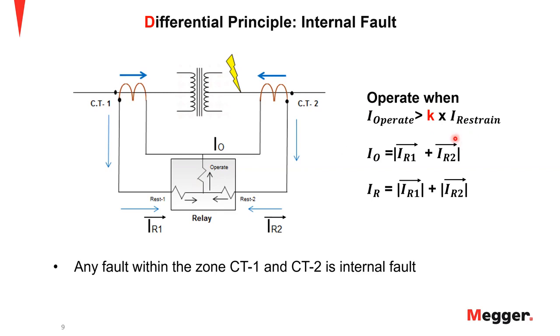So these quantities are calculated here. So this is your I operate and your I restraint, and these quantities are calculated based on the currents that is being read from the CTs on both the sides from the relay. So the moment the ratio of my operate with respect to restraint goes beyond the factor of K, the differential relay trips. And this K factor is what is called as your slope setting or slope characteristic.